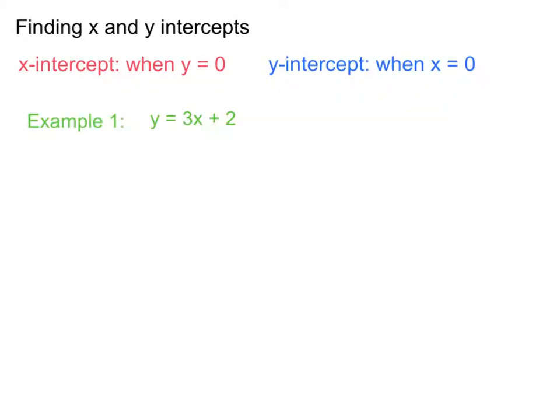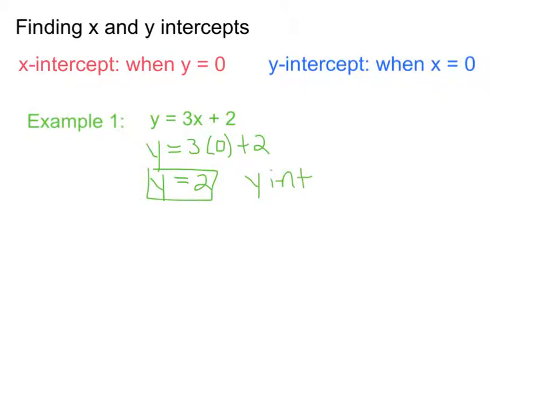Our first example is y equals 3x plus 2. So let's find the y-intercept first, because that's easy. This is in slope-intercept form, so I already know my y-intercept is 2. But I'll show you plugging in as well. So if we actually plug in 0 for x, we can solve for y, because we know that that xy pair satisfies the function. When x is 0, what is y? That's what we're looking for. So y equals 0 plus 2, which is just 2. So that is your y-intercept.